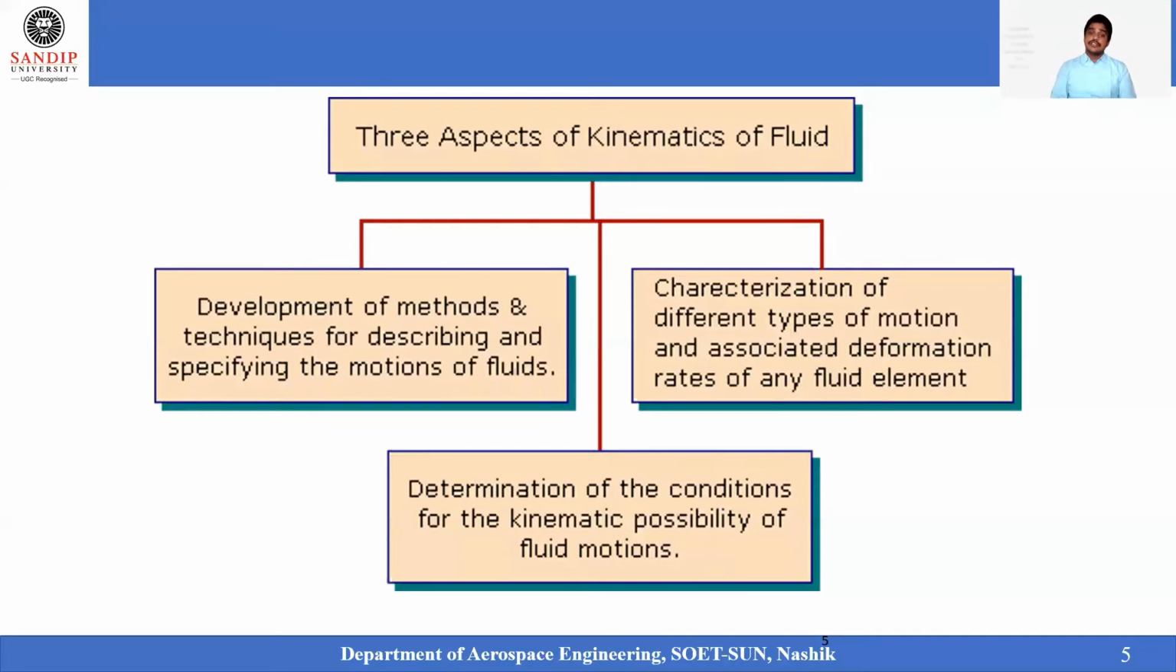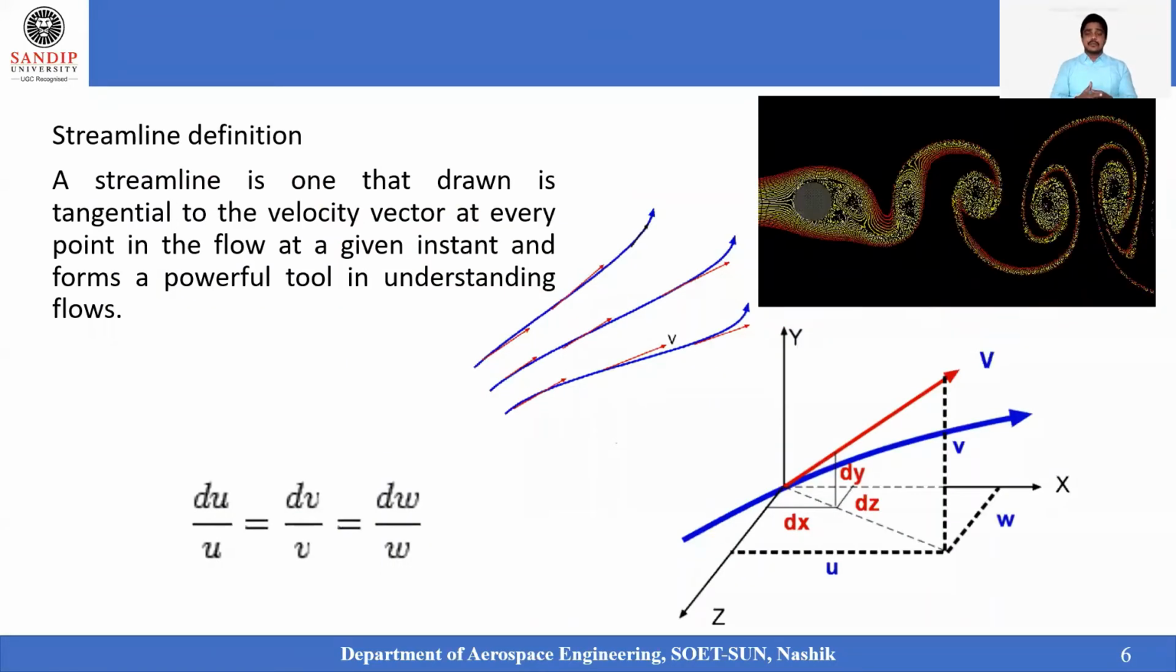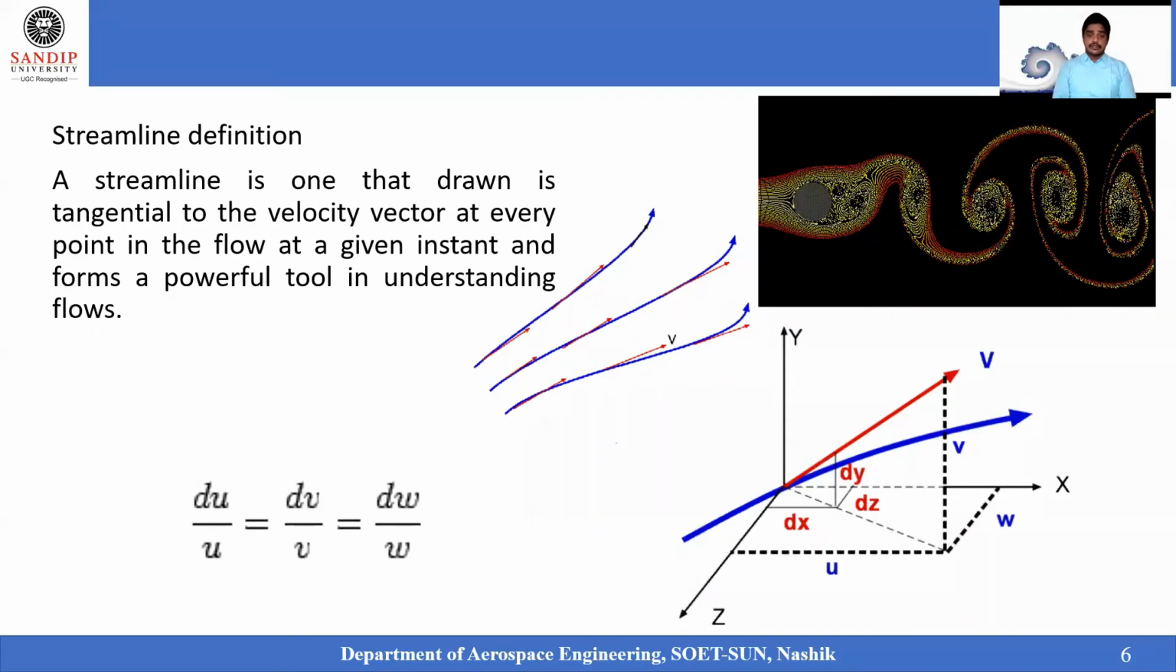And the third one is the determination of the conditions and the possibility of this particular fluid motion to happen, and in which direction. That is the third case we have here. Now, some definitions relating to these aspects of the kinematics of the fluid.